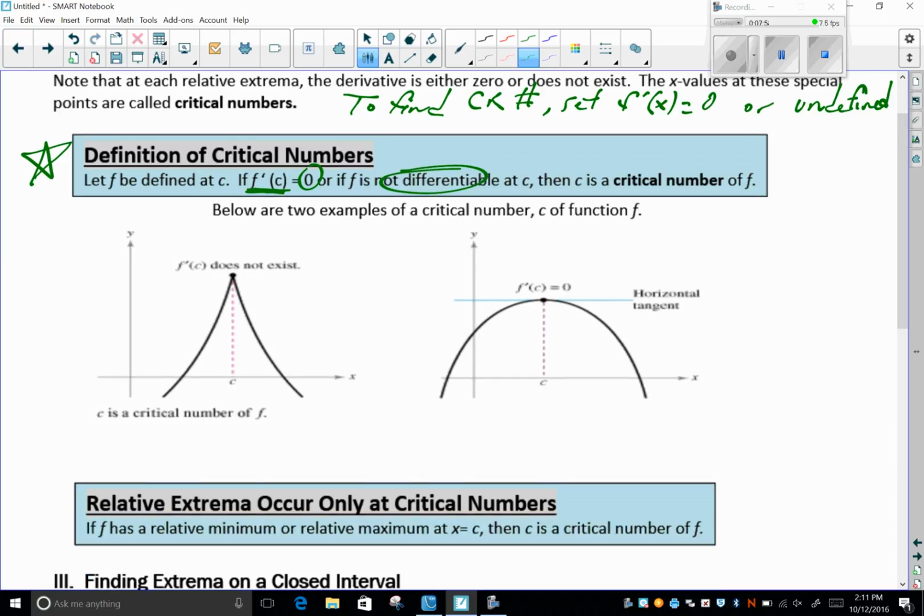All right, so this first example here, we have a sharp turn. And at this moment that we have a sharp turn where the x value is equal to c, we have a critical number. Again, on this one, we have a horizontal tangent line, so the slope is equal to 0, and wherever the slope equals 0, we have a critical number.